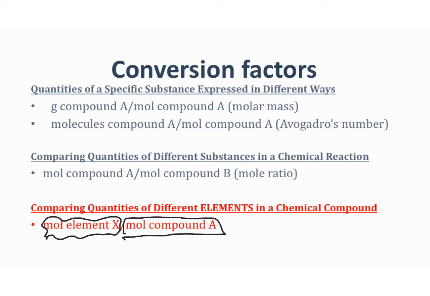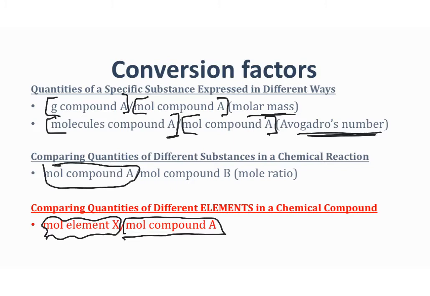So the conversion factors we've done up to now are going from grams of a particular compound to moles of that same compound, right, using molar mass, converting back and forth between molecules of a certain compound to moles of a certain compound, using Avogadro's number as a conversion factor, and then in stoichiometry, how to go from moles of a particular compound to moles of a completely different compound using mole ratio.